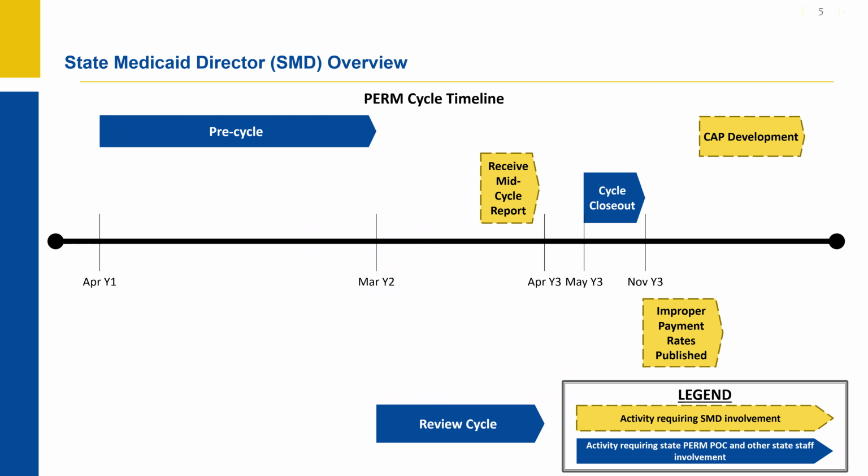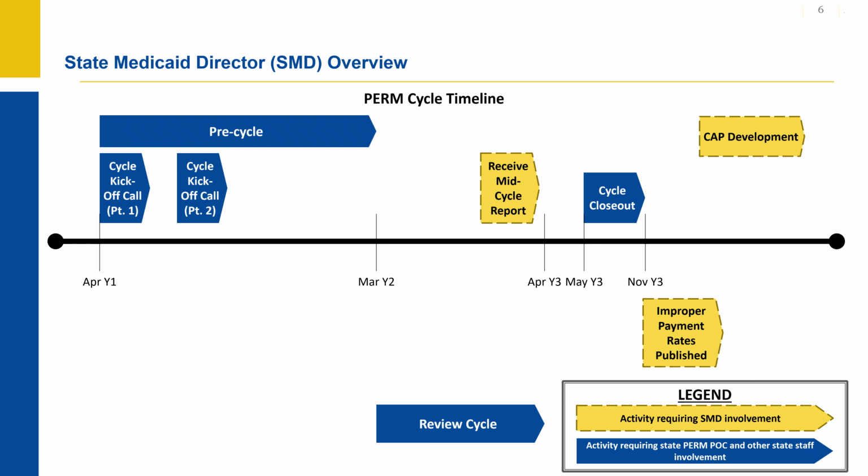The pre-cycle phase starts with Part 1 of the cycle kickoff call, which occurs in April of year 1. During this call, the PERM statistical contractor, also known as the SC, provides states an overview of the PERM program, data submission, sampling, improper payment rate reporting, next steps with the SC, and PERM resources.